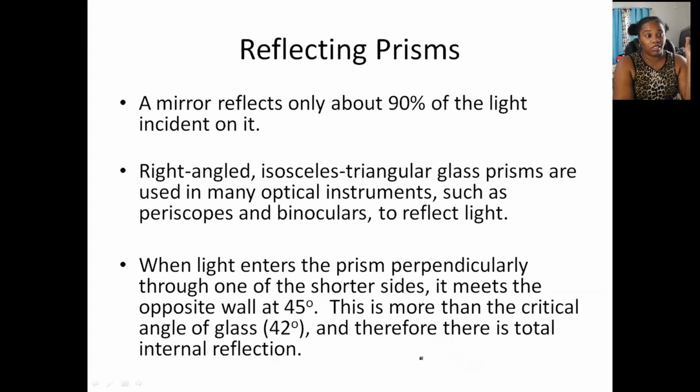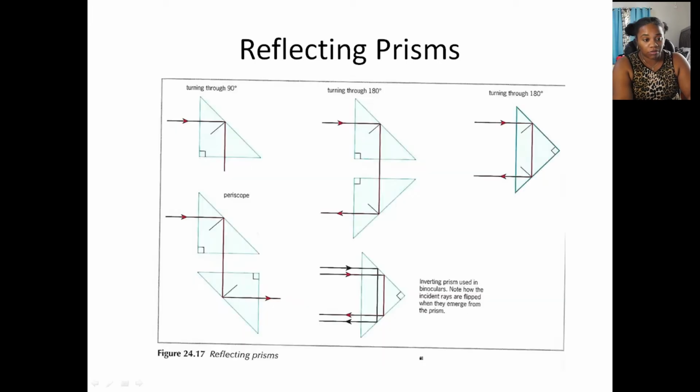Science is great. So a mirror reflects only about 90% of the light incident on it. Right-angled isosceles triangular glass prisms are used in many optical instruments such as periscopes and binoculars to reflect light. When light enters the prism perpendicularly through one of the shorter sides, it meets the opposite wall at 45 degrees. This is more than the critical angle of glass, which is 42 degrees, and therefore there is total internal reflection.